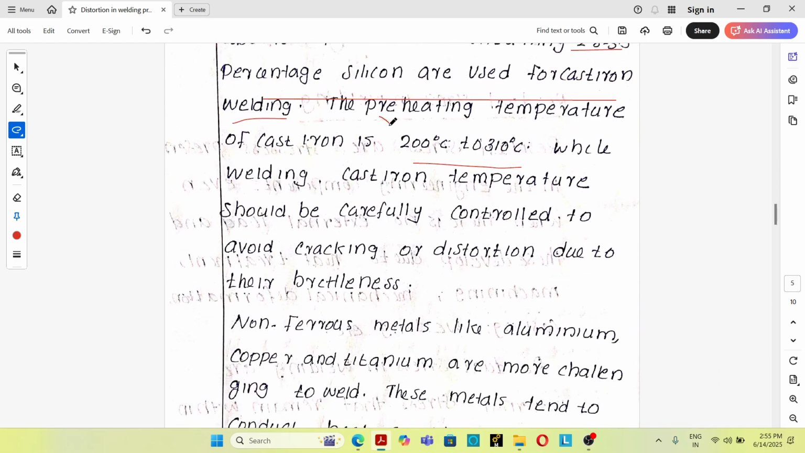This is very important. What is the preheat temperature of the cast iron? It is 200 degrees Celsius to 300 degrees Celsius.